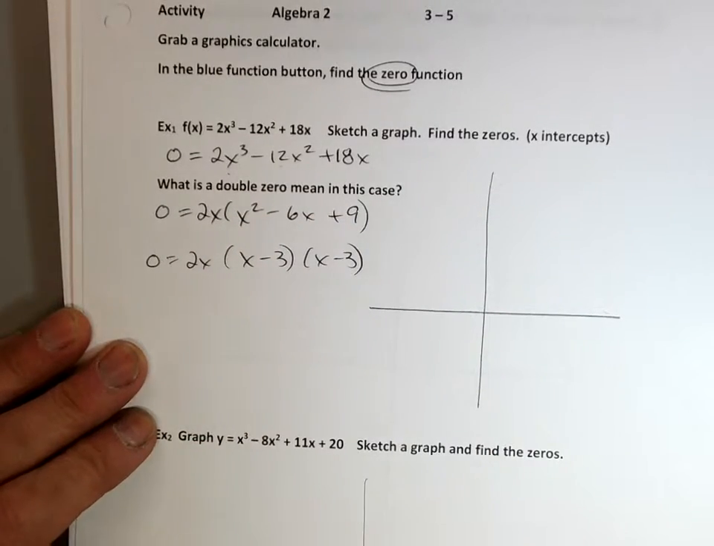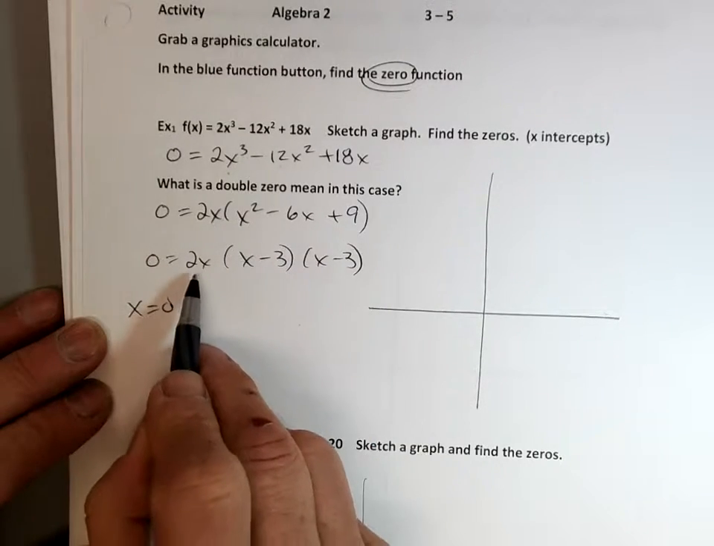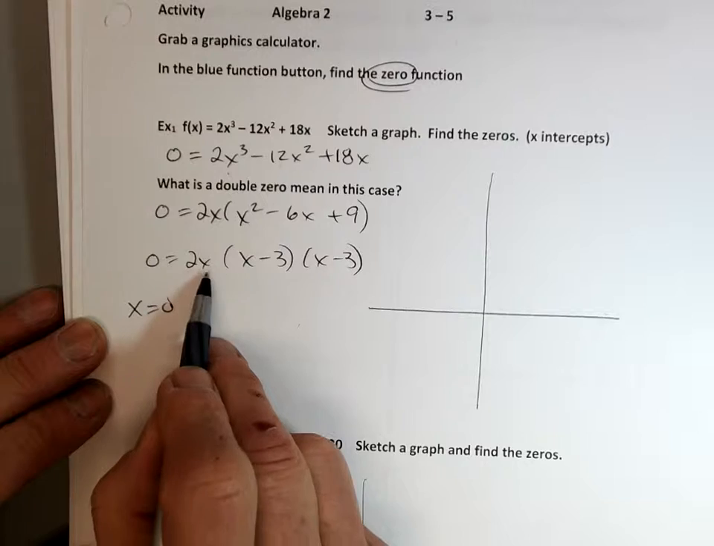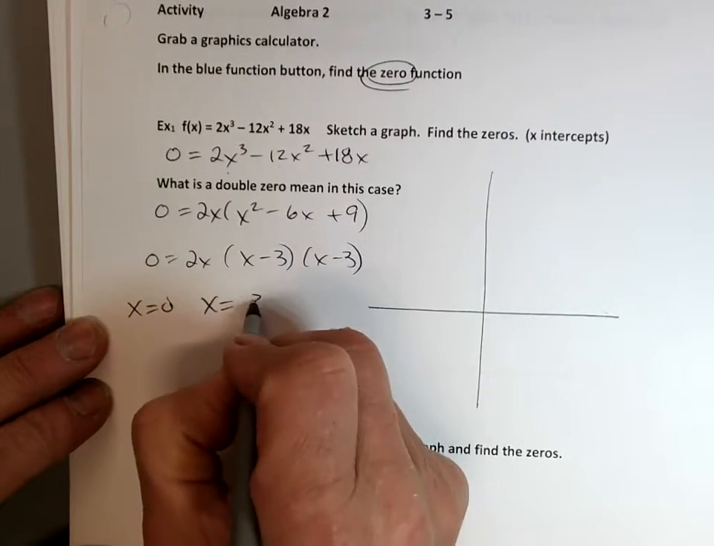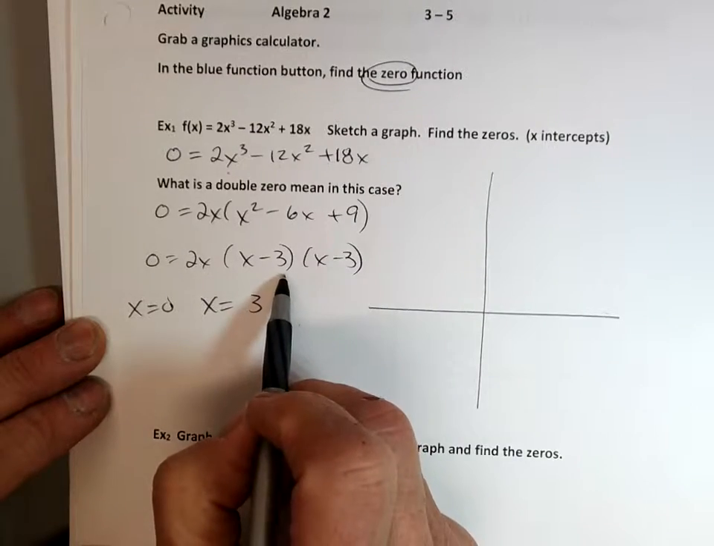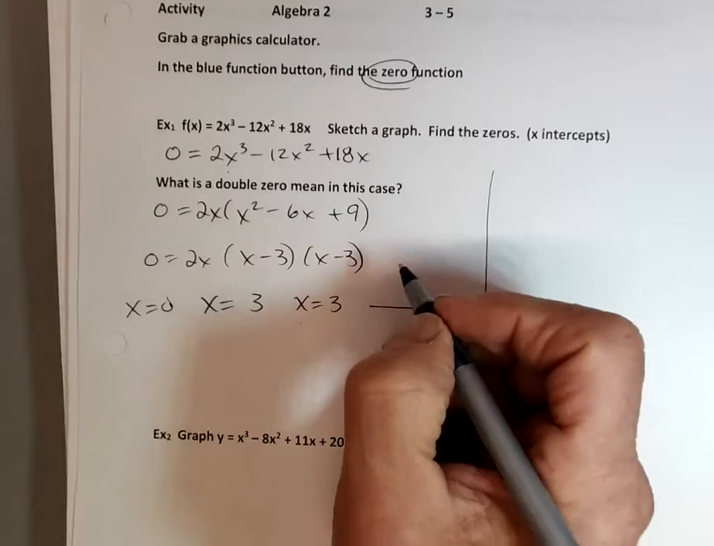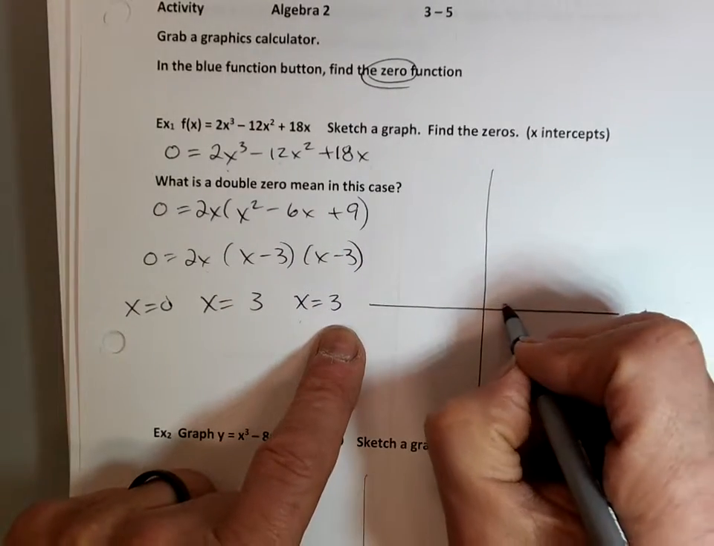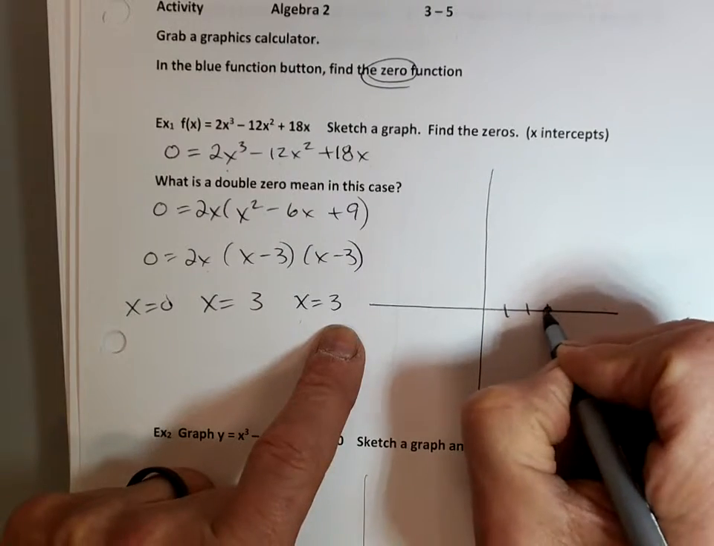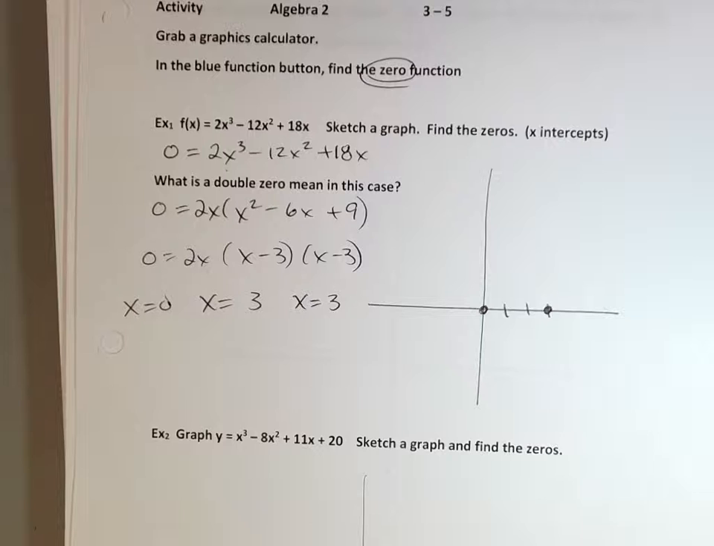So my zeros are at x equals 0, because if I solve this one, I would divide by 2. I'd have x equals 3, because if I solve for x, I'd go plus 3, and I'm going to get 3 again, okay? So 3 occurs twice. So it's going to be at 3 twice and 0, okay? Now, we are going to use the calculator, but I don't need the calculator to do this one.